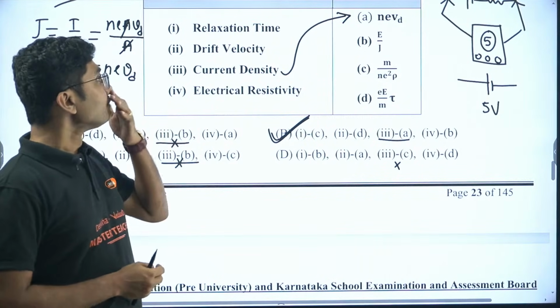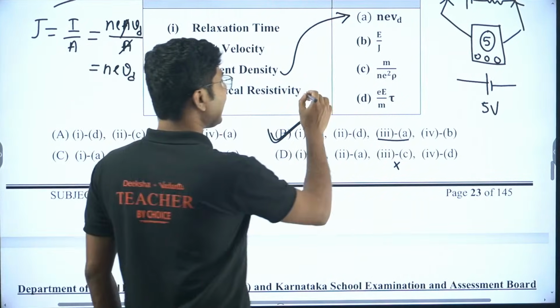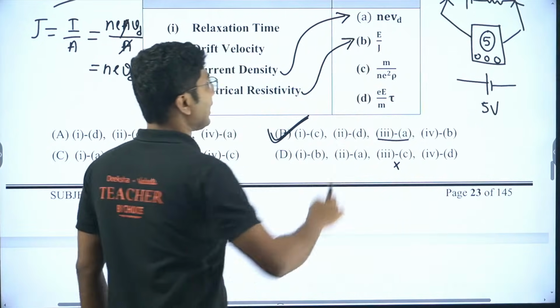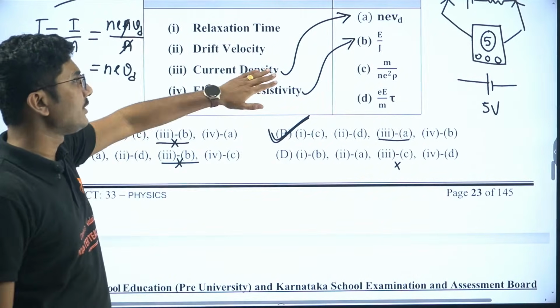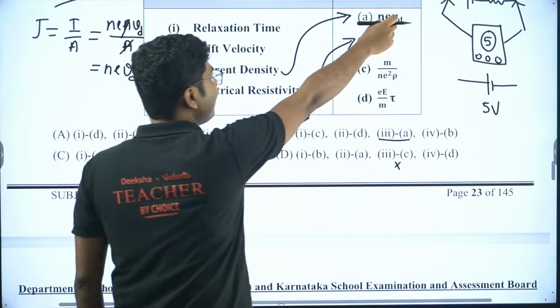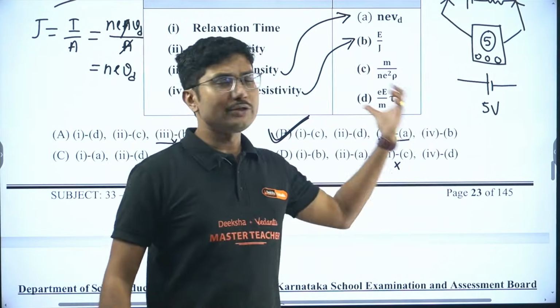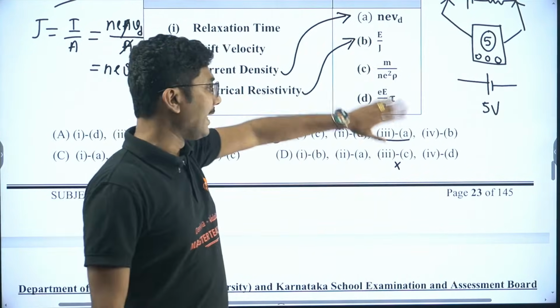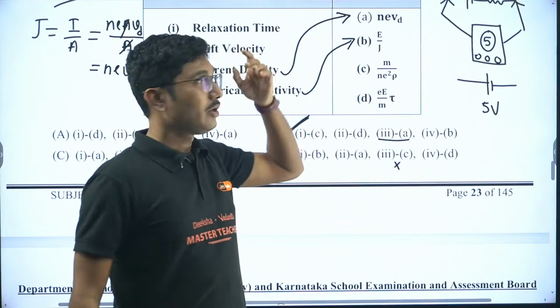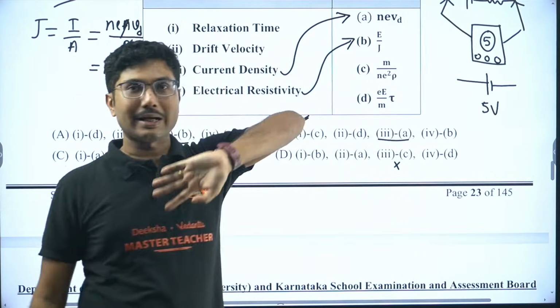For example, electrical resistivity can be matched with this one. So these two matches you have to be sure. Current density is nevd and electrical resistivity is E by J. Based on these two matches, you check whether any direct matches are there or not. If not, then you have to take a guess.